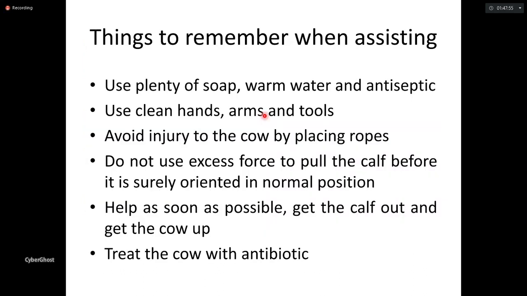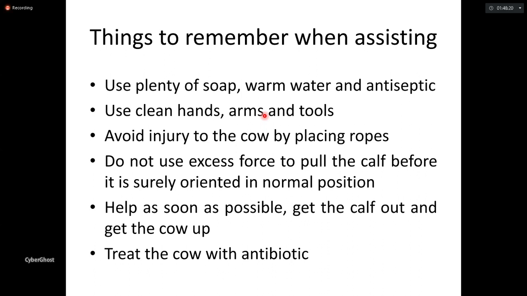So what are the things to be remembered during assisting, right? What you have to do is use lots of soap, warm water, and antiseptic agents just to clean our hands, arms and whatever tools we are using. Everything should be clean, right? In addition, we have to avoid any injurious situations to the cows.